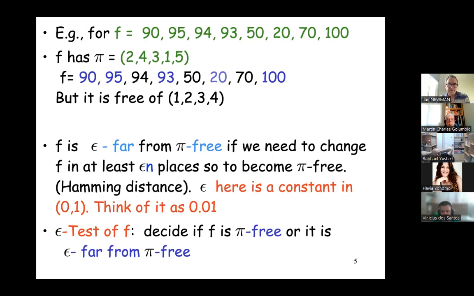So what's an epsilon test of f, or an algorithm for this property? As I said before, you need to distinguish between the two cases, decide whether f is pi free or it is epsilon far from pi free. And if f happens to be neither, namely it's not pi free, but it's not far, it's actually close, then you may decide whatever you want. And of course, we want to do that with high probability.